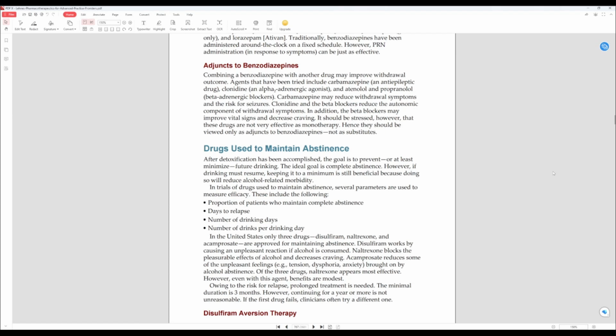Carbamazepine may reduce withdrawal symptoms and the risk for seizures. Clonidine and the beta blockers reduce the autonomic component of withdrawal symptoms. In addition, the beta blockers may improve vital signs and decrease cravings. It should be stressed, however, that these drugs are not very effective as monotherapy. Therefore, they should be viewed only as adjuncts to benzodiazepines, not as substitutes.